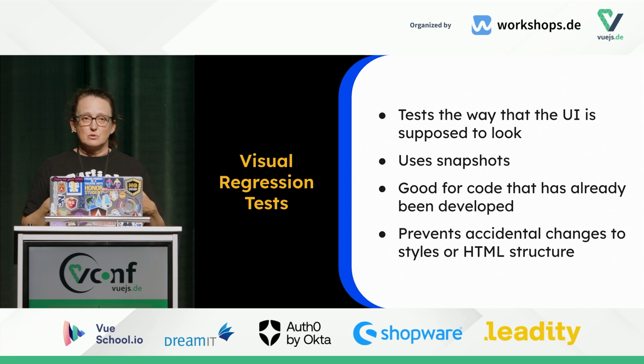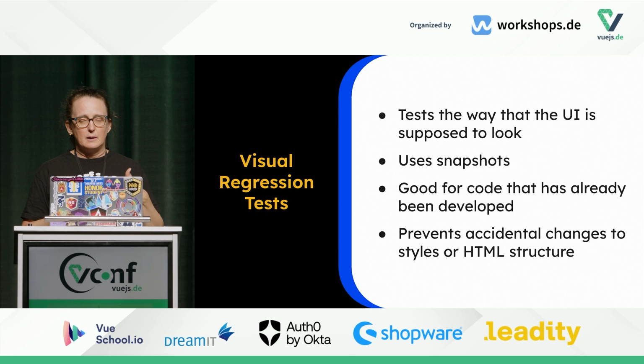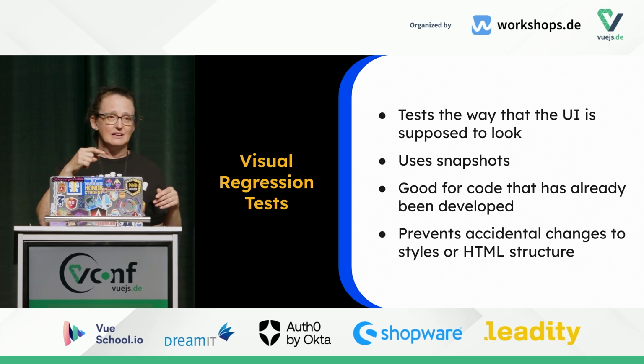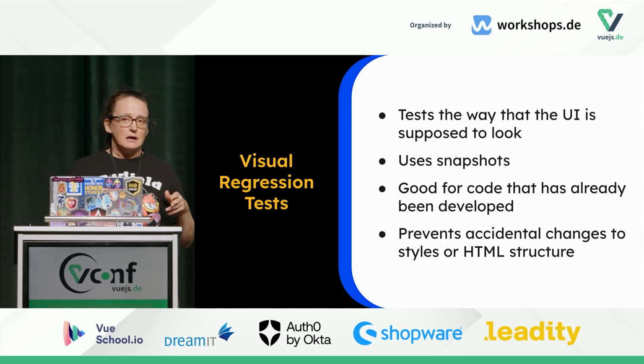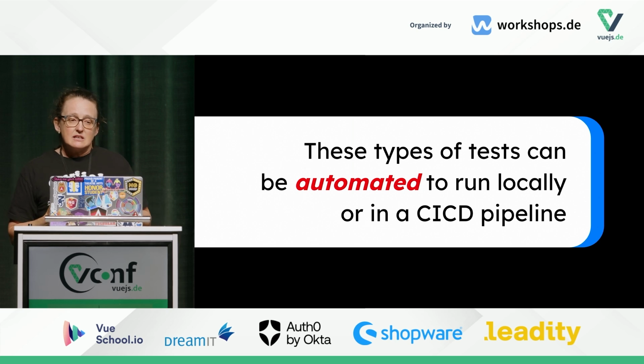And then the final piece is visual regression testing. Now, this often gets overlooked, but this is testing the way that the UI is supposed to look. It's using snapshots. And this is good for code that's already been developed. So where I like to use visual regression testing is it helps to prevent accidental changes to styles or HTML structure. So it's pretty easy to fat finger in a template and actually add in an extra closing bracket or accidentally change a style that will affect pages that you maybe didn't realize that you have affected. So that's where these visual regression tests can help you catch that. So these types of tests can be automated to run locally or in a CI/CD pipeline.